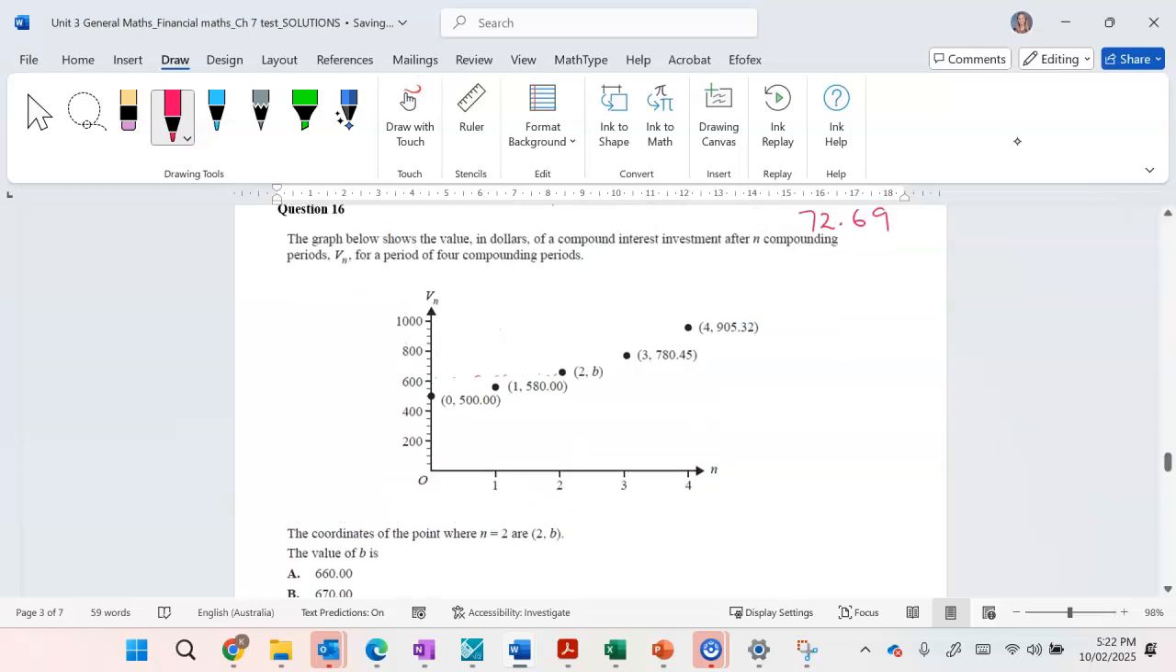All right, we do actually have enough information here to do a recurrence relation. So let's start off with V0, our starting value, which is 500. All right, tells us that. So when it's 0, it's 500.